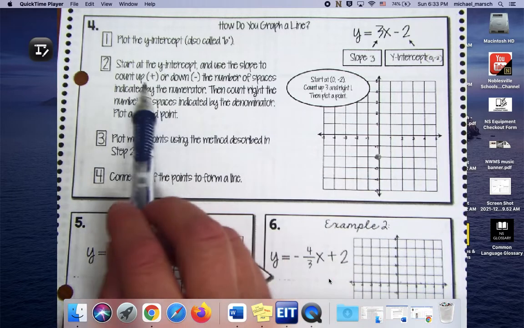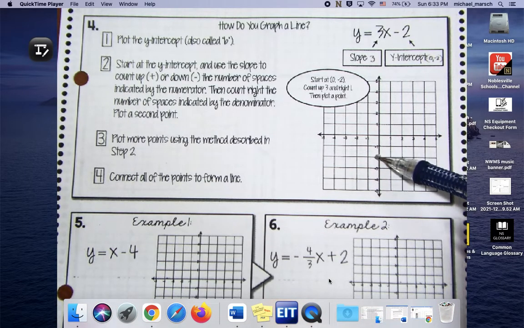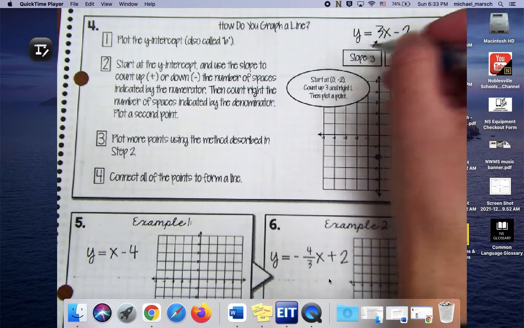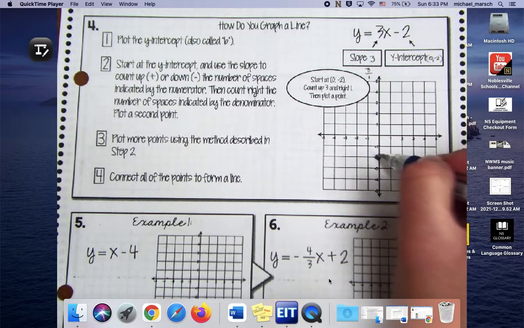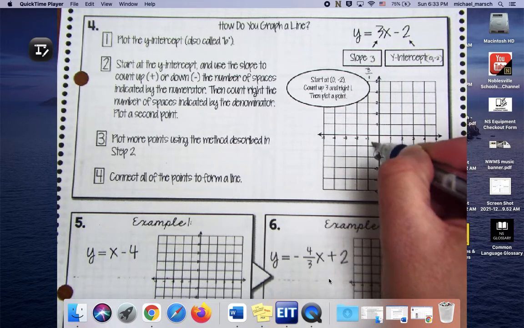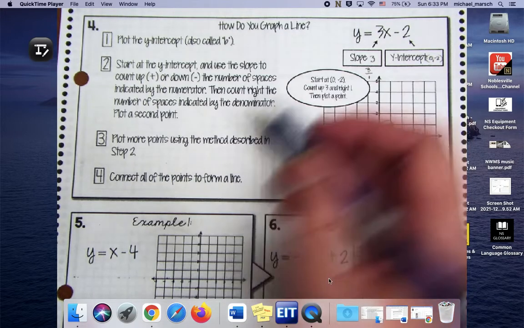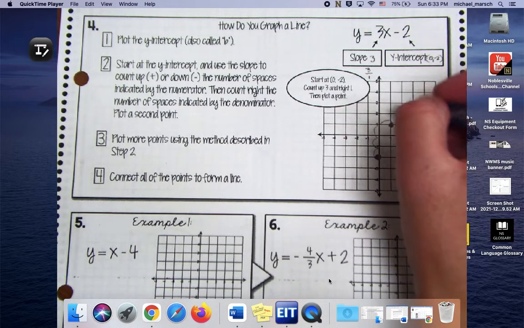So I did that. Start at the y-intercept and use the slope to rise or fall, up or down, the number of spaces indicated in the numerator. Then count to the right, that's our run, the number of spaces indicated by the denominator. So remember, my slope is 3, which is the same as 3 over 1. So I'm going to rise 3, 1, 2, 3, run 1. There's a point.